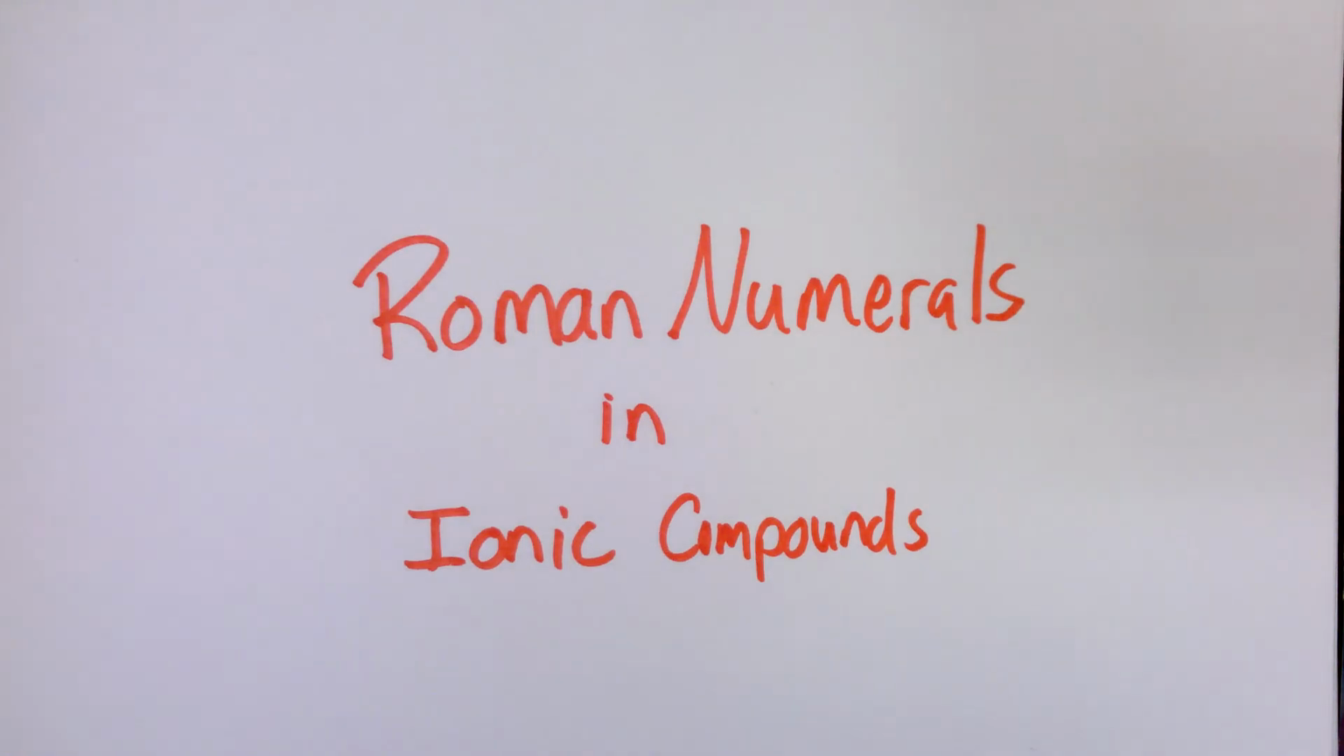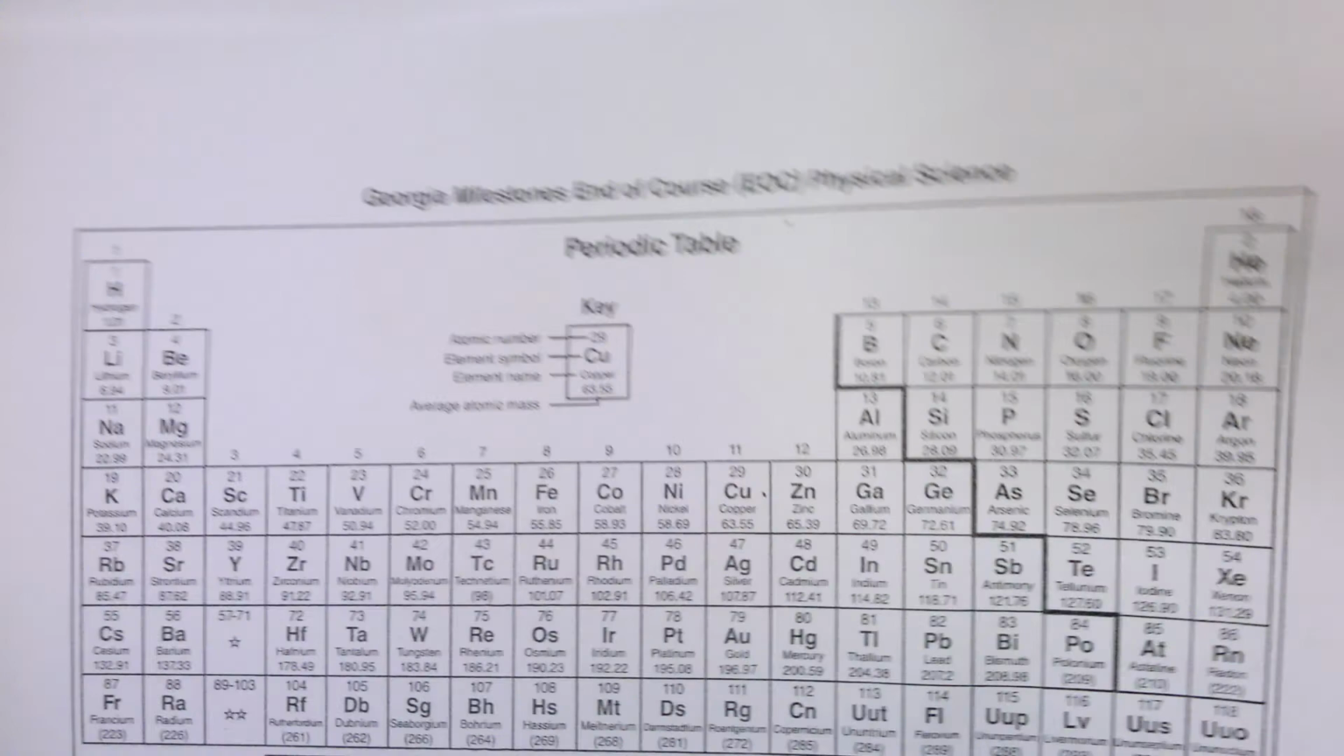Okay, so let's have a little bit of a clarification here. Some of you are having trouble with the whole idea of the Roman numerals and when you use them and how you use them when we write ionic compounds. So this can be a short, hopefully less than about 5-minute presentation to help you out with this.